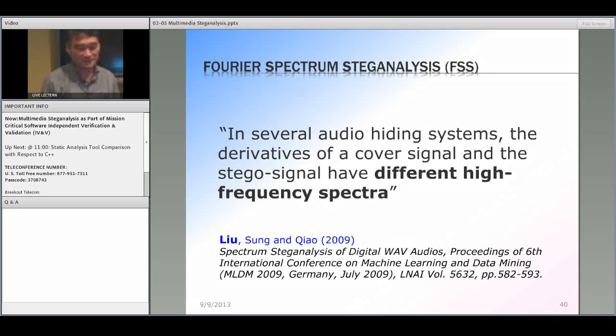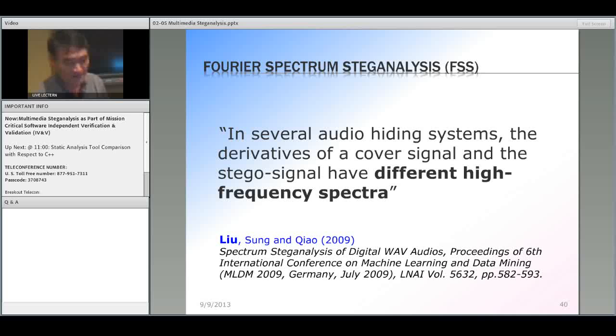So here's the basic idea. The derivatives of the cover signal and the stego signal have a different high frequency spectrum. The idea is, one, you take the Fourier transform; two, take the second order derivatives; three, look at the high frequency spectrum, because in the low frequency you can hardly see any difference.